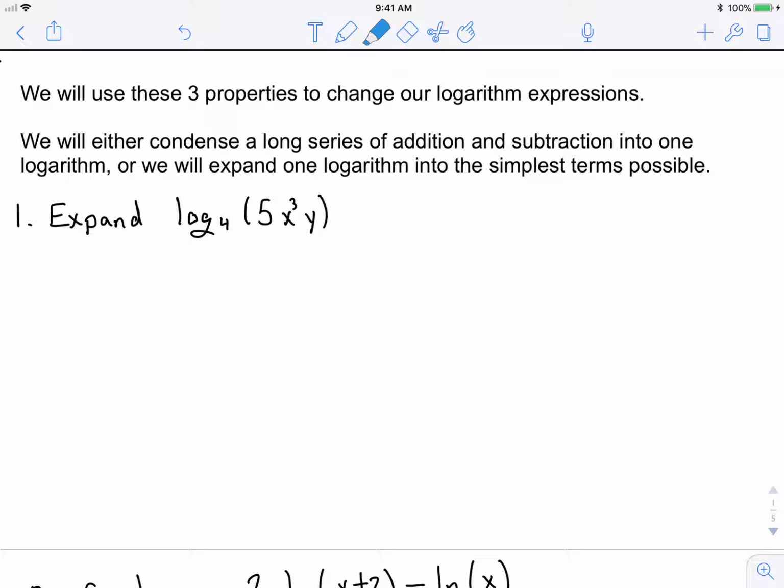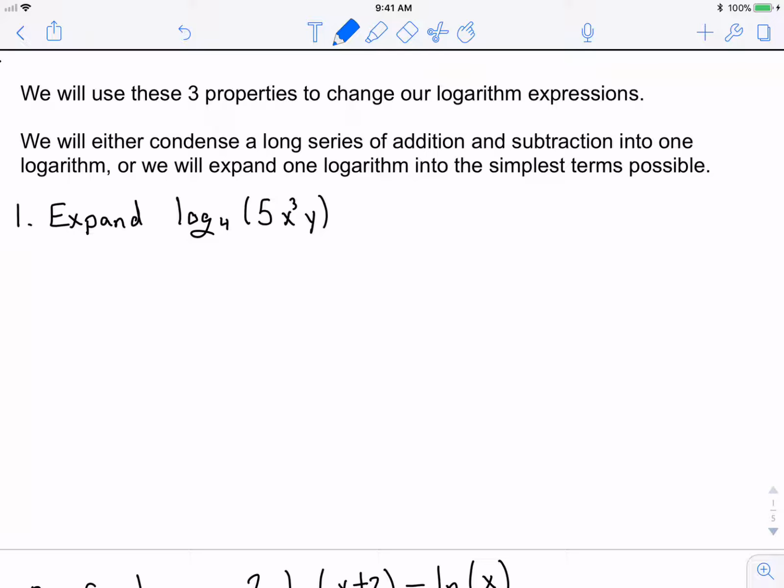So our goal will either be to take complicated logarithms and pull them apart into as easy to look at terms as we can, or to take logs that are very spread apart and try to condense them down so we can see exactly what's going on inside the logarithm. Now, we'll do this for 6 examples. And the first one wants us to expand log base 4 of 5x cubed times y.